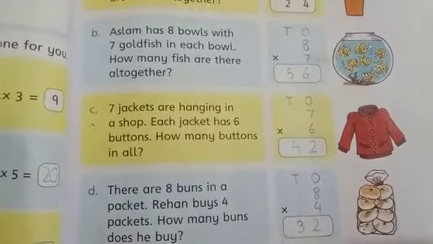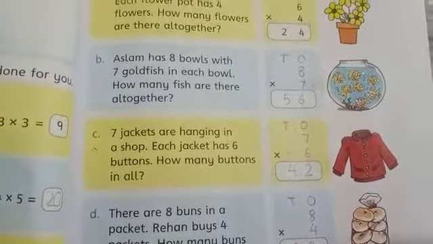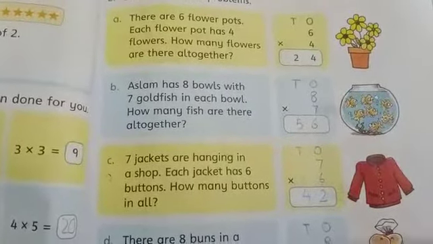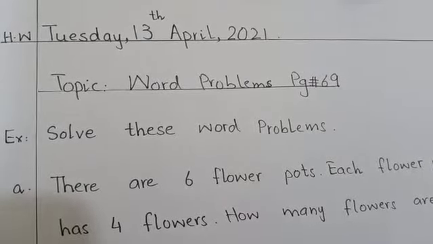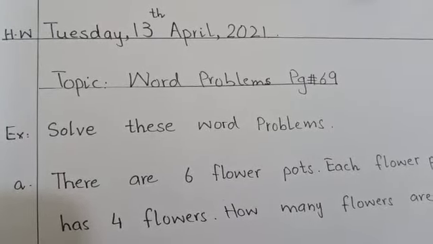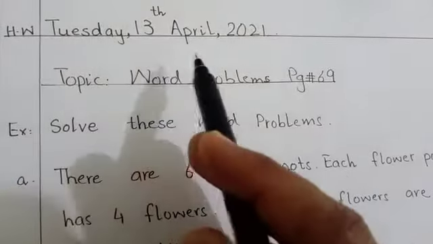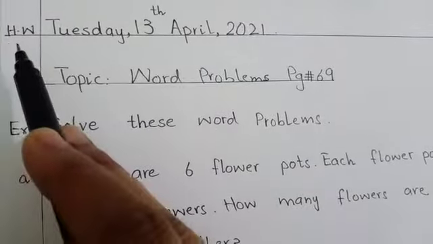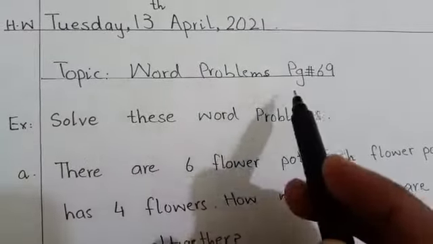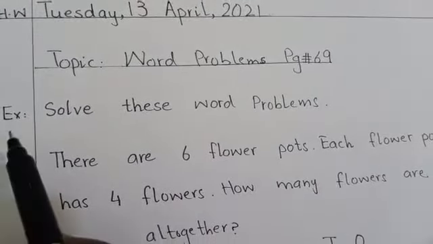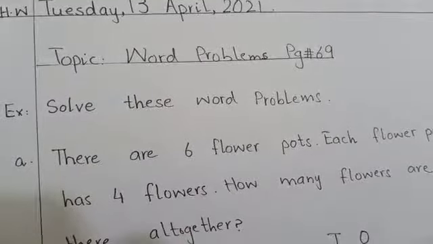So students, solve page number 67 and 69 of Countdown. This is your classwork. Students, now open your notebooks and maintain your pages. Write date Tuesday 13th April 2021. Write here homework, HW. Topic word problem, page number 69. Exercises, solve these word problems.